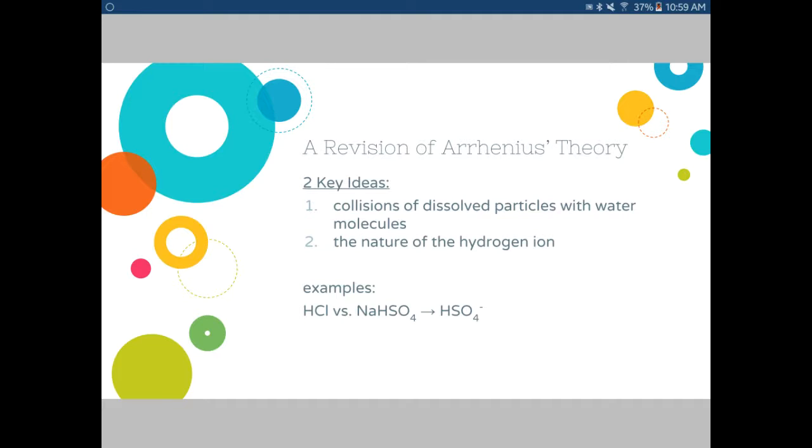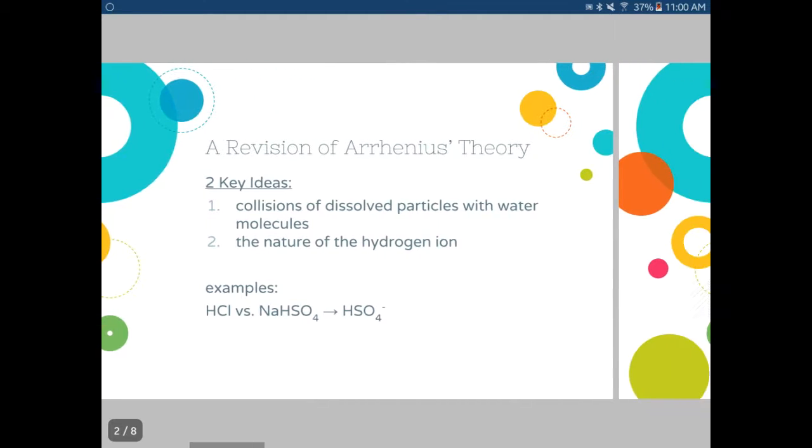So we want to look a little bit at revising Arrhenius' theory because we know that there are certain entities that have acidic or basic properties that don't immediately dissociate into either hydroxide, for example, or hydronium ions. So we'll take a look at what this means. We have two key ideas: collisions of dissolved particles with water molecules, and the nature of the hydrogen ion, which is so attractive to these water molecules that we have this hydronium ion being formed.